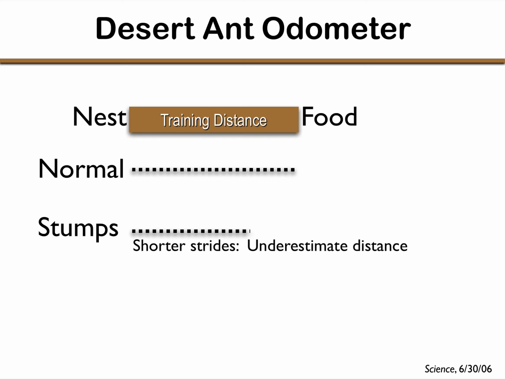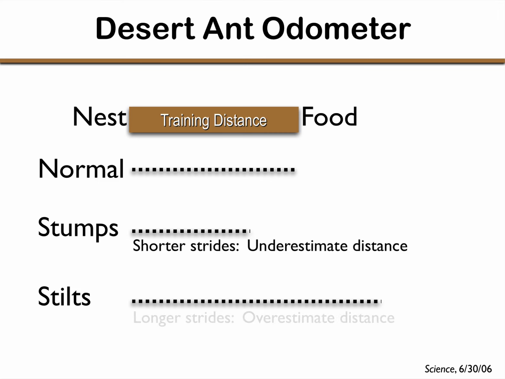They had shorter strides. They underestimated the distance because their legs were shortened. The ones with the stilts, well, they had elongated strides, and so they overestimated the distance to the food. So they're basically counting the number of strides that they're taking to the food source based on what happened during training. They have this built-in odometer, so to speak. How awesome is that?